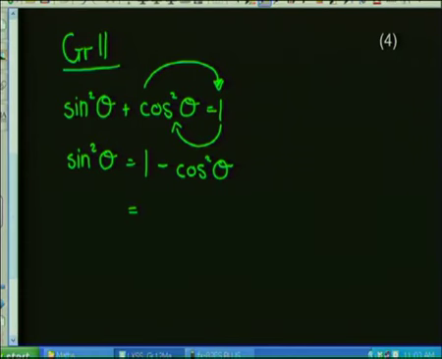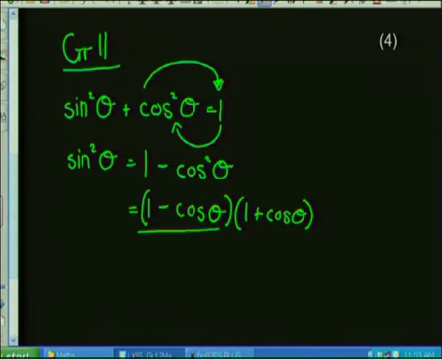But further, I also want you to remember that this is a difference of two squares, and that 1 minus cos squared theta can be factorized to (1 minus cos theta)(1 plus cos theta). So if you see an expression that includes this, we want you to recognize that it is equal to 1 minus cos squared theta, which is then equal to sine squared theta.